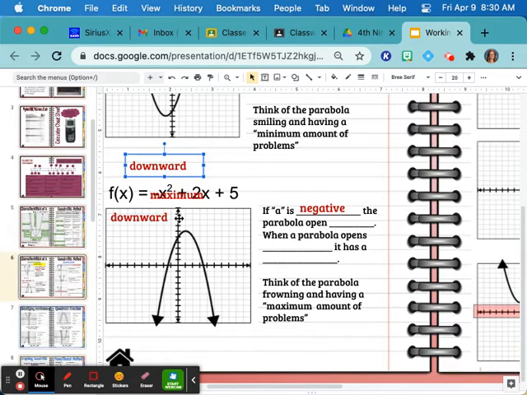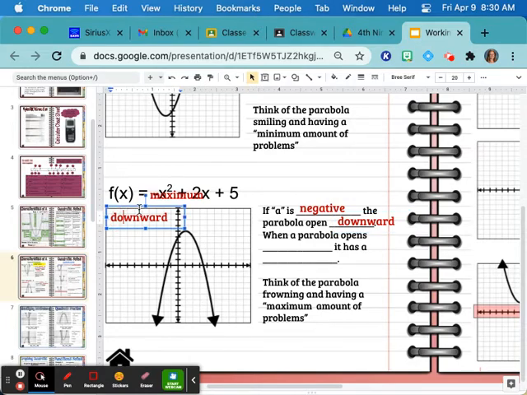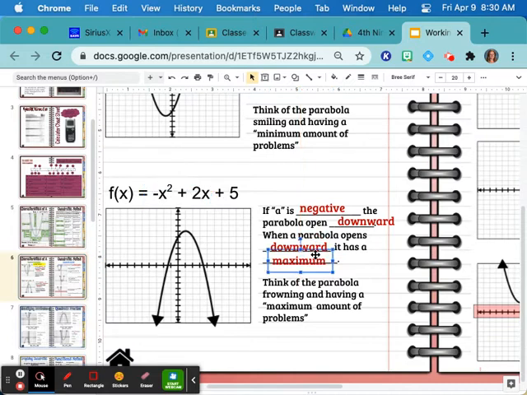Oh, gotcha. Okay. If a is negative, the parabola opens downward. When a parabola opens downward, it has a maximum. So it's like a hill. It has the highest point. Instead of having, we don't know what the lowest point is because these arrows continue to go on and on and on. Think of a parabola frowning and having a maximum amount of problems.